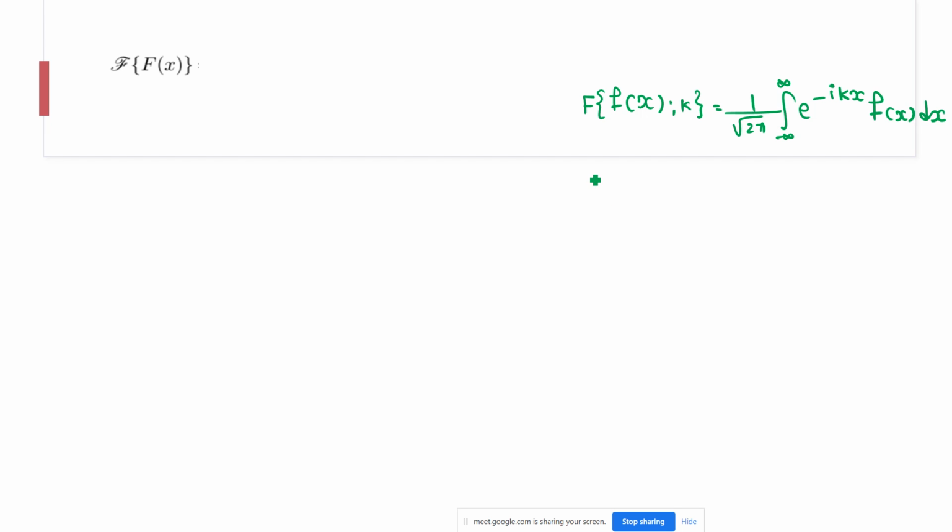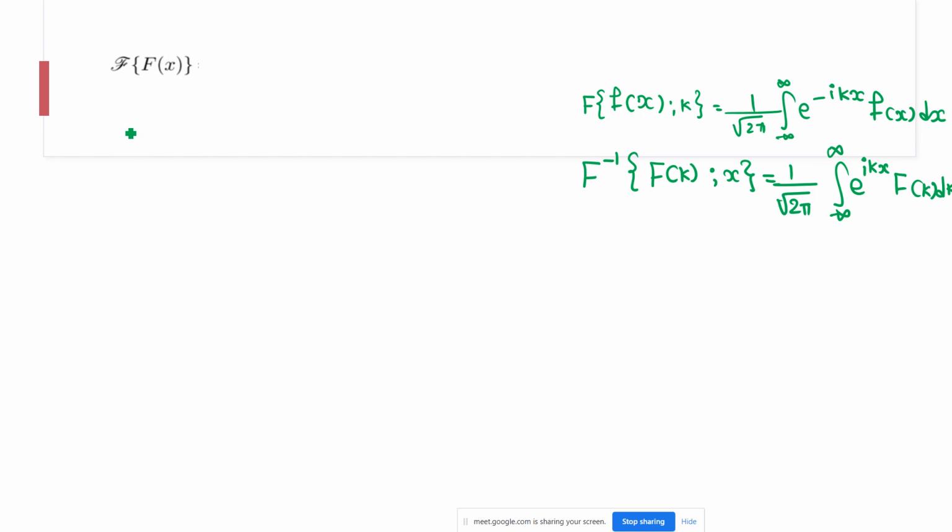And if I want to find out the Fourier inverse of some function, suppose it is f of k converted to variable x, then I use a similar formula. The only change is now I will integrate from minus infinity to infinity e raised to ikx f of k dk. So over here we have to find out Fourier of Fourier. So let us just see.